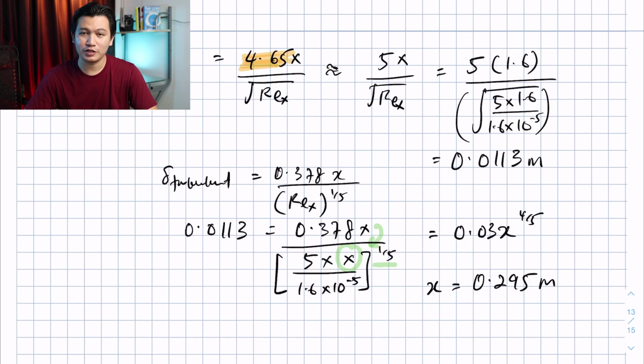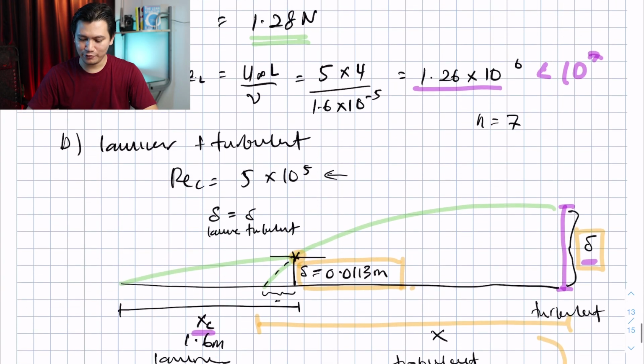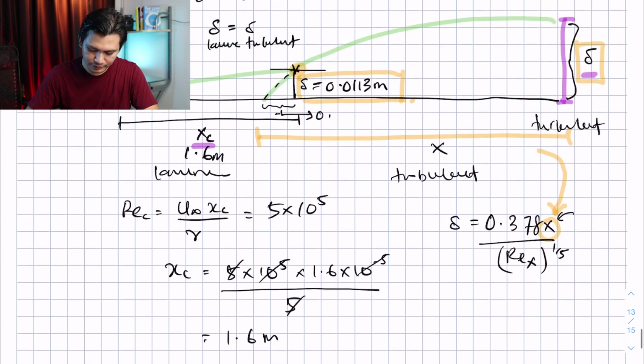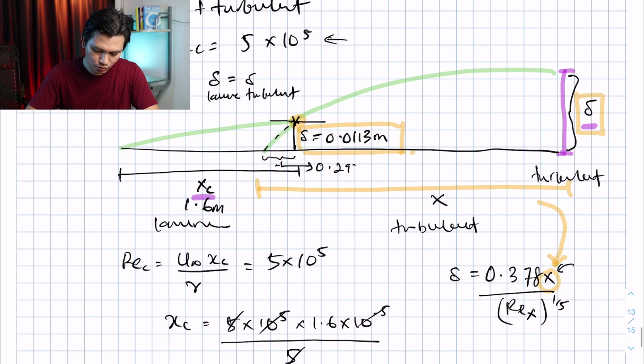Depending on how many digits you take, this might differ. It might be 0.292, 293, 294, 295. It doesn't matter, as long as the answer is close enough. So x is 0.295. And where is this x? This x is here, 0.295 meter. Now that we have found that, I'm going to label this xt, where t is for turbulence.